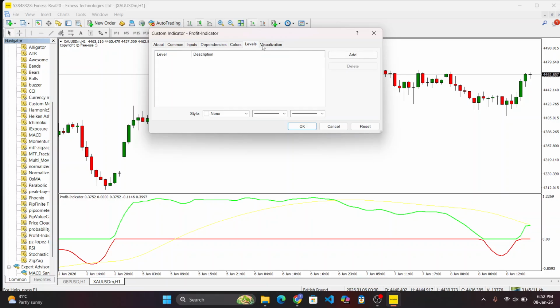Filter and aggregation settings let you focus on trades by magic number, trade comments, or symbol, and toggle between single instrument and multi-instrument profit views.